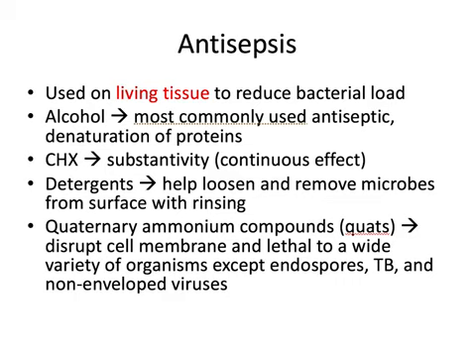And lastly, this is our third tier of cleaning, antisepsis. So antiseptics are used on living tissue to reduce the bacterial load. And these are, of course, not typically as potent as the other two methods. So some examples, we have alcohol, which is the most commonly used antiseptic, and it involves denaturation of proteins, which we saw before as part of the autoclave actually kills bacteria in the same method.